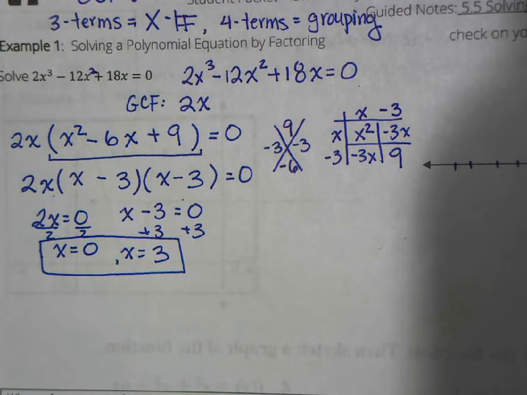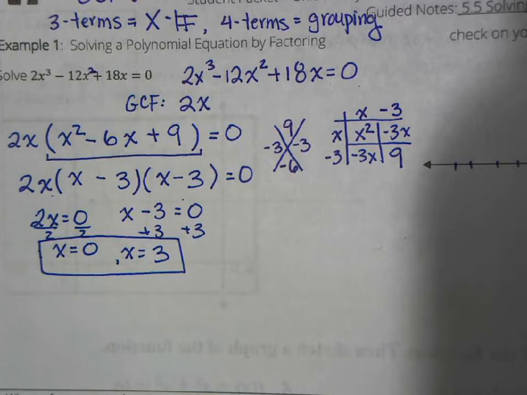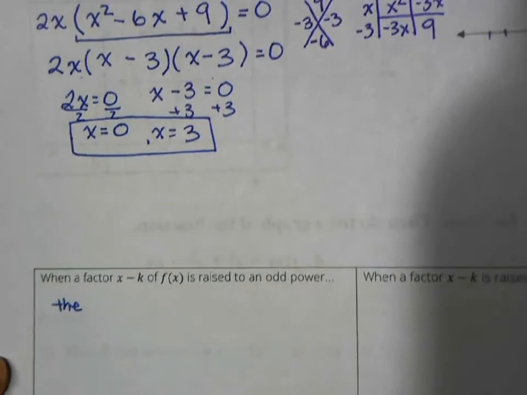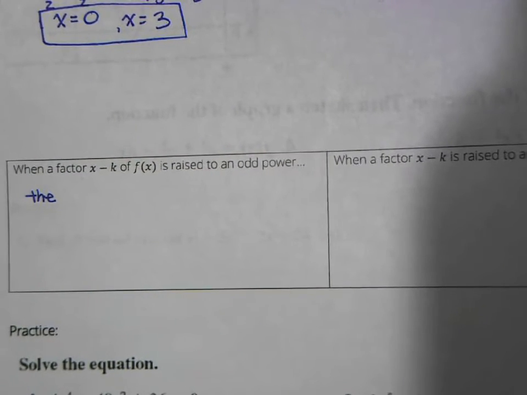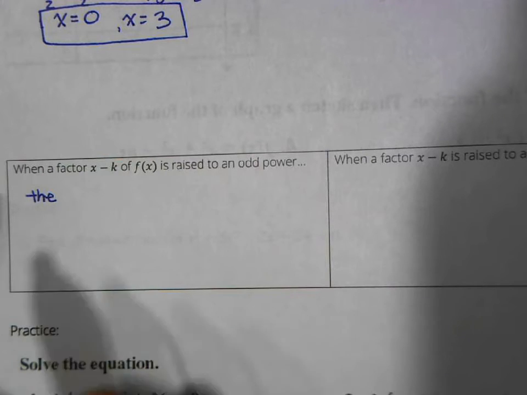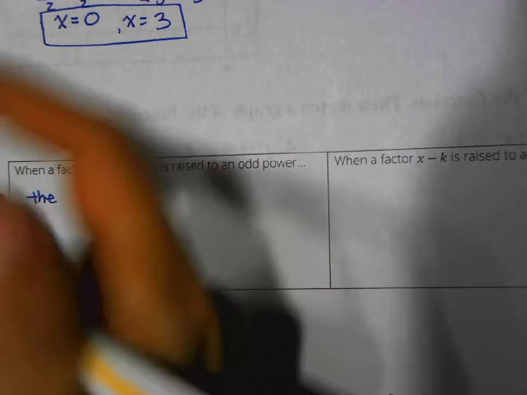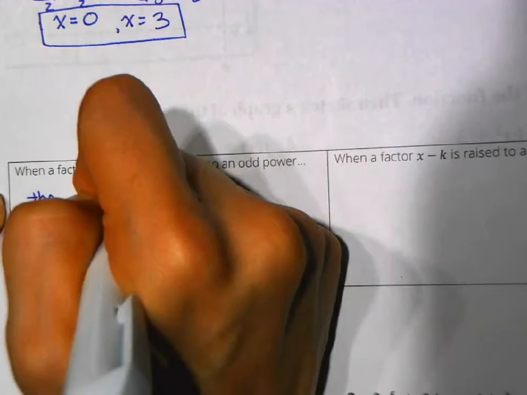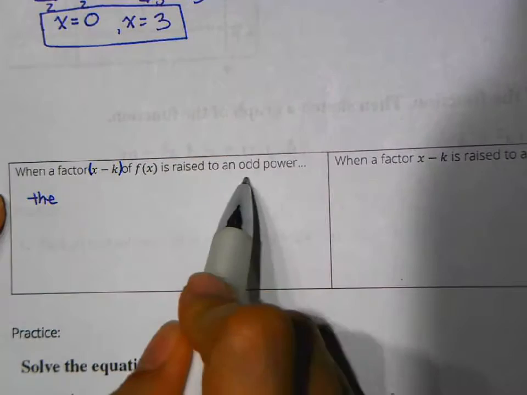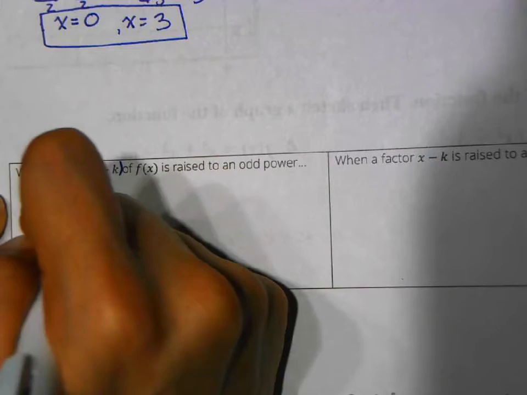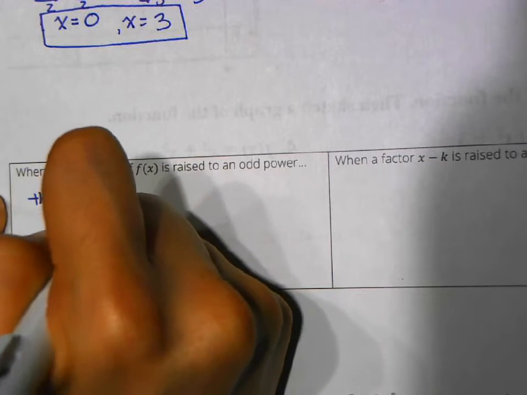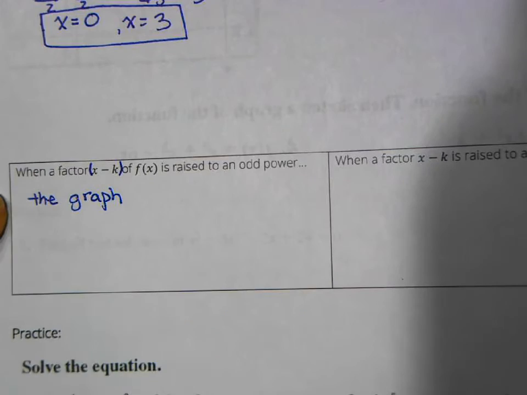So there are a couple of things that you would need to know about these factors, about sketching the graph if you did not have a calculator to begin with. So the first thing you need to know, when a factor x minus k of f of x is raised to an odd power, you need to know that the graph goes through that 0.